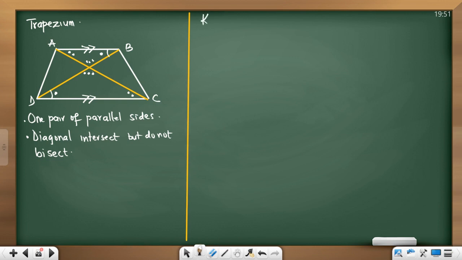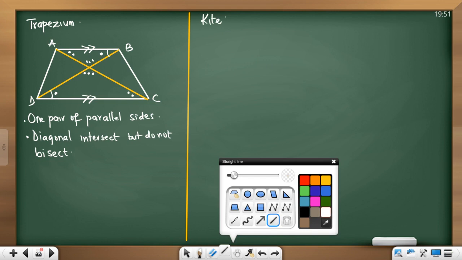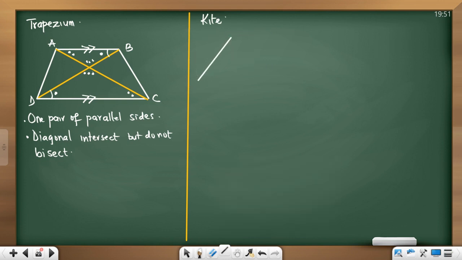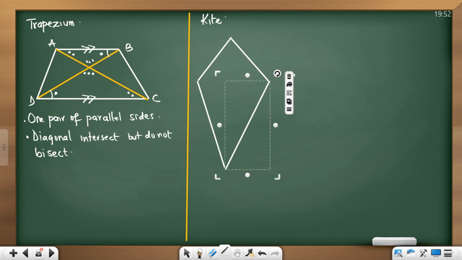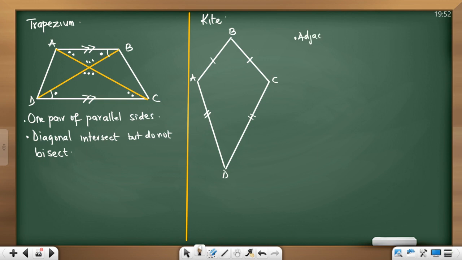Finally, let's look at a kite. A kite also has some very interesting properties. The first thing about a kite is adjacent sides are equal. There's nothing parallel on this one. This side is equal to that side. A, B, C, D. So when I say adjacent sides are equal, we know what that means, right? Let's quickly write that. Adjacent sides are equal in length. That talks about the distance formula.